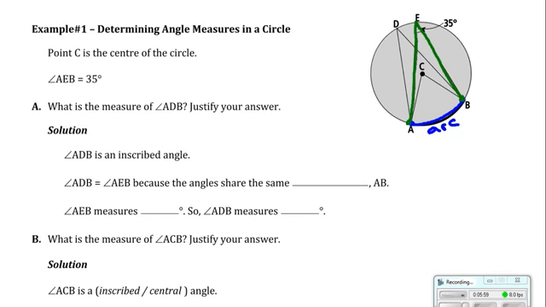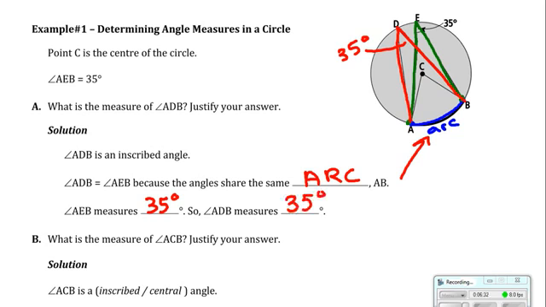So I'm going to start at the same point, I'm going to start at A, and I'm going to follow a different path to get to B. And so this angle is also 35 degrees. So angle ADB is an inscribed angle. ADB equals angle AEB because the angles share the same arc. And the arc is AB, right there. Okay, so if angle AEB is 35 degrees, that means angle ADB is also 35 degrees.